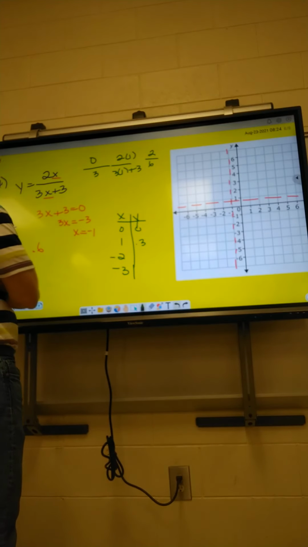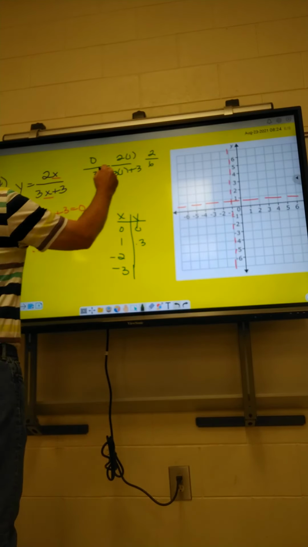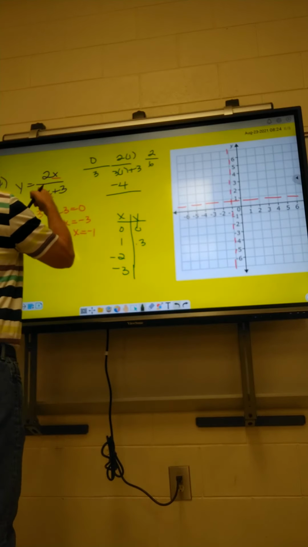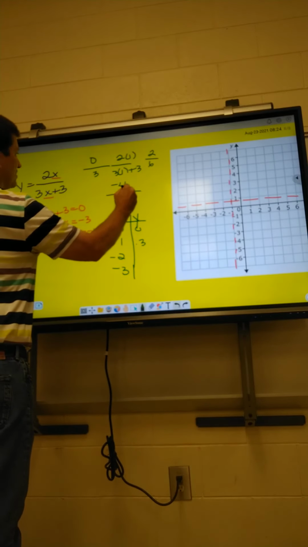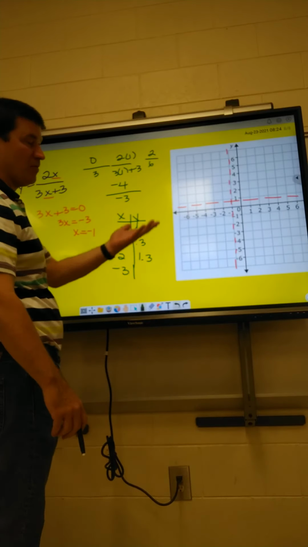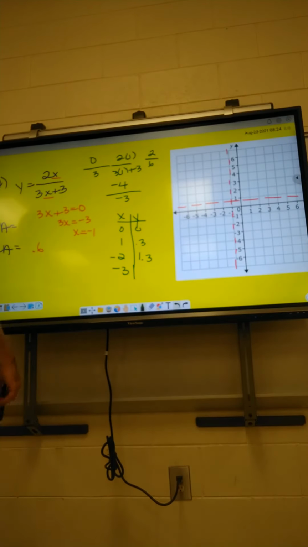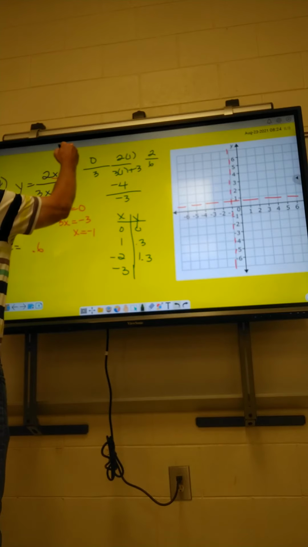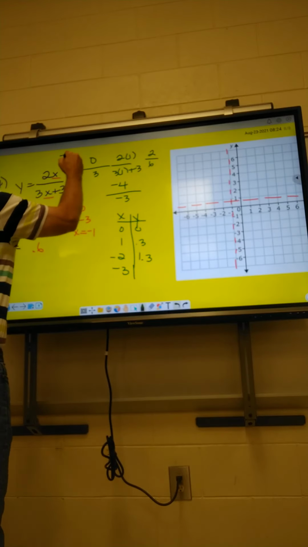All right, plug in negative 2, I get negative 4. Negative 6 plus 3 is negative 3. That's 1.3. Y'all can check behind me. We'll know in a minute if I mess up, if the graph's wrong. Negative 3 right there is negative 6. Negative 9 plus 3. I got 1 on that one.